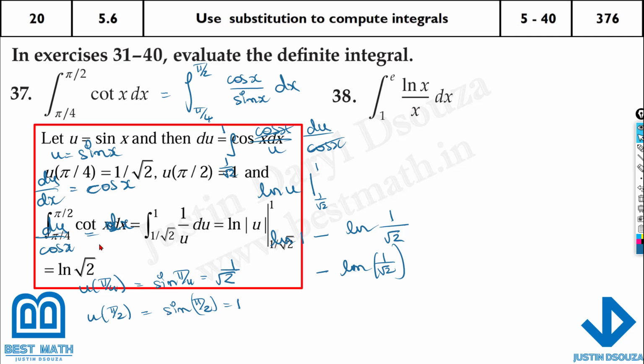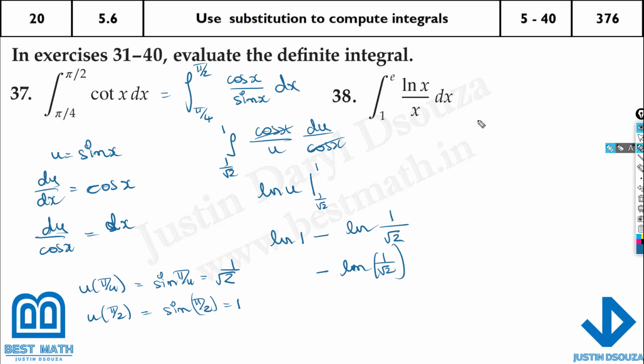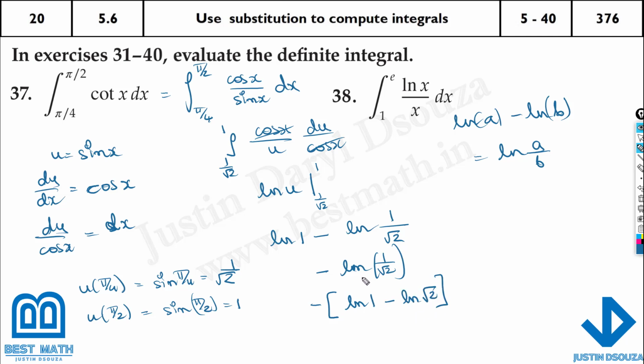So you can see the answer is, okay, they have simplified it further. I'll tell you how the simplification is done. Do you recall the property that is ln A minus ln B? What happens here? This is equal to ln A by B. Similarly, if it's A by B, that is one term divided by the other term, you can use this formula. So let me write this minus outside. And here we have ln 1 minus ln square root 2. ln 1 is 0, so it's minus of minus ln square root 2, which will be equal to ln square root 2. So this is the answer.